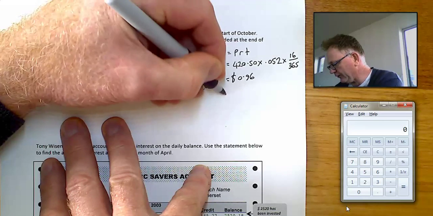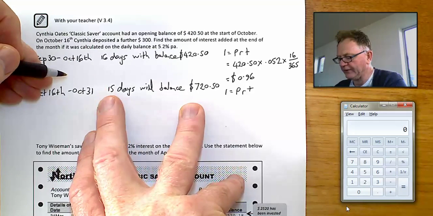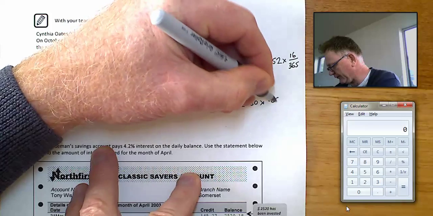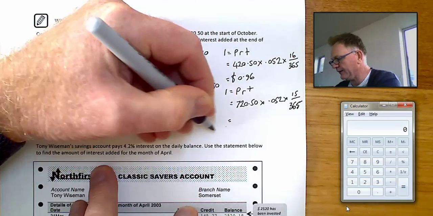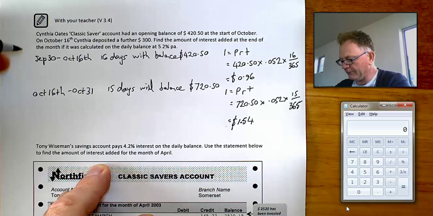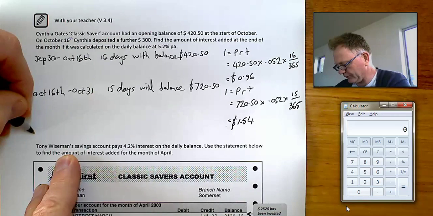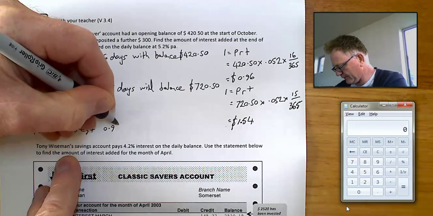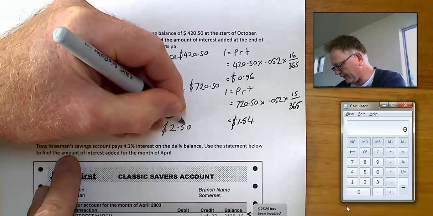$720.50. You can use I equals PRT again to work out how much interest you should get on this $720.50 for 15 days, times the interest rate, times 15 days of interest, and using a calculator it works out to be $1.54. A question asked you how much interest would be added at the end of the month. At the end of the month, all the interests for the various different periods get added together and we'll come up with a total interest of $2.50. Add them all together.